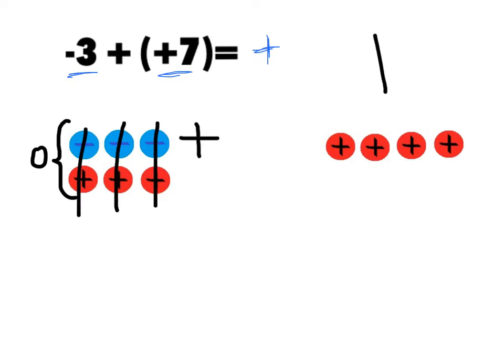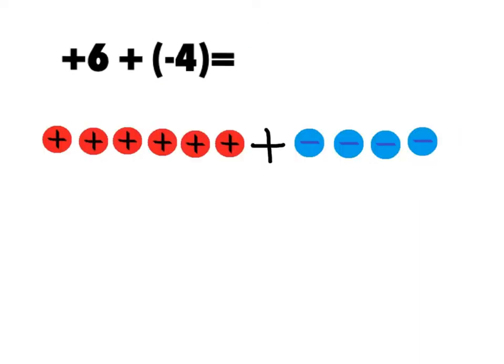These counters over here have nothing to pair with. So I can literally count them 1, 2, 3, 4, and I note that they are all positive numbers. So my answer is positive 4.